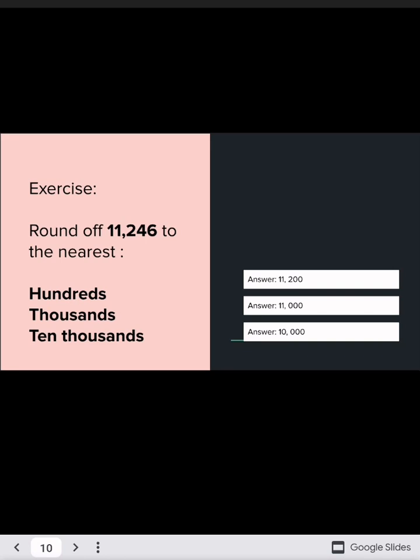How about we round it off to the thousands place? Thousands place, and this number is the 1 over there, the second one. So the number to its right is 2. It is 2, it is less than 4. So we omit all the numbers to its right. It will become 11,000, right? 11,000.